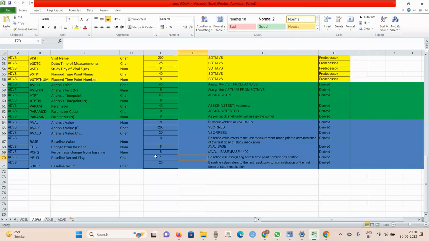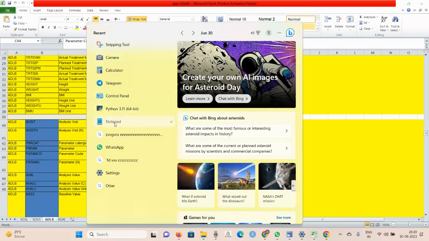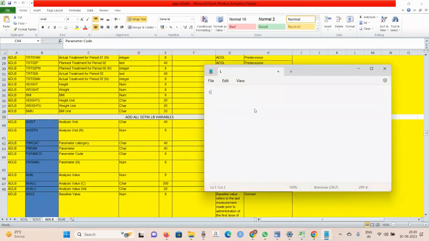Okay, so in the last class we discussed the ADVS. ADAE is completed, and the next one is ADLB. This is the laboratory data. The laboratory and the vital signs are the same thing. It's BDS, basic data structure.